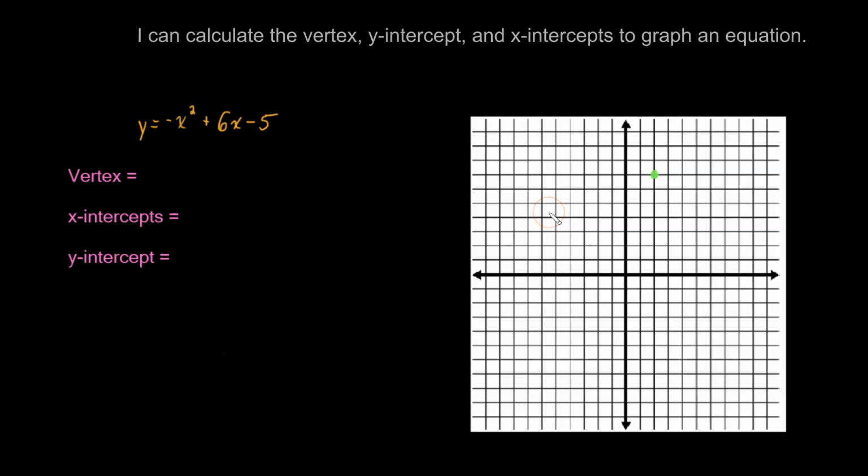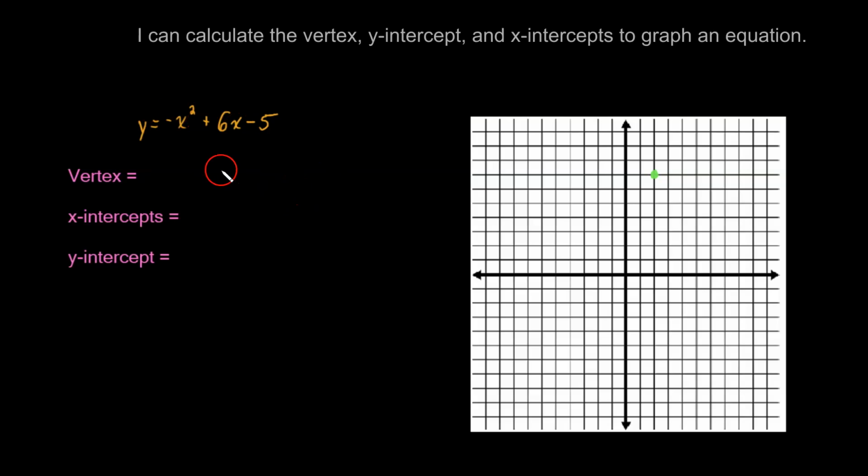Hello mathematicians, hope in this video and getting a little bit of practice you can say I can calculate the vertex, y-intercept, and x-intercepts to graph the equation. So I'm given y equals negative x squared plus 6x minus 5. And the first thing I'm going to do is calculate my vertex.